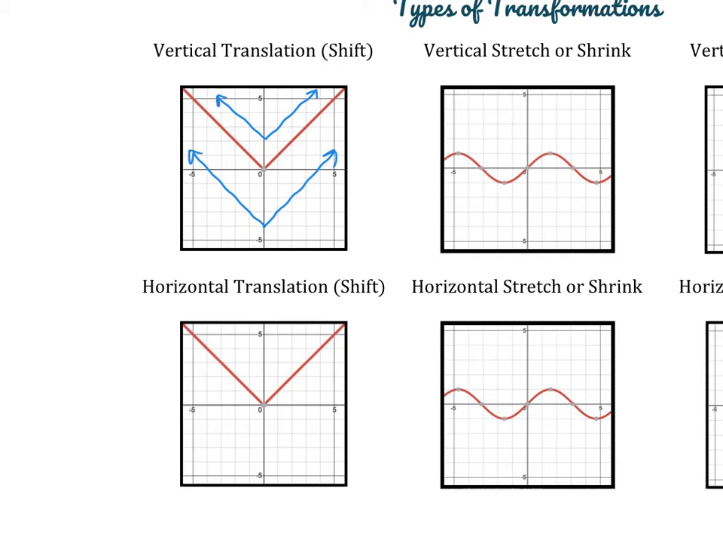So notice that the overall shape of our graph didn't change. It didn't rotate or flip around. It simply moved up or down. So that's a vertical translation.